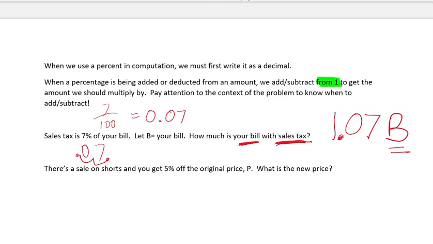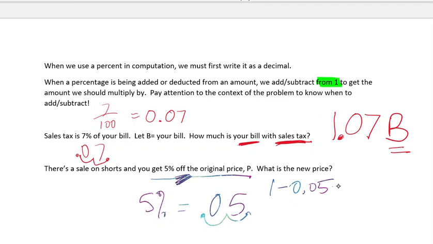The next one is different because it's like a coupon. You're getting 5% off the original price. 5% is 5 divided by 100, which is 0.05. We're getting 5% off the original price here, so 1 minus 0.05 is 0.95. So to find the amount we actually pay, we're going to take the price, P, and multiply it by 0.95.